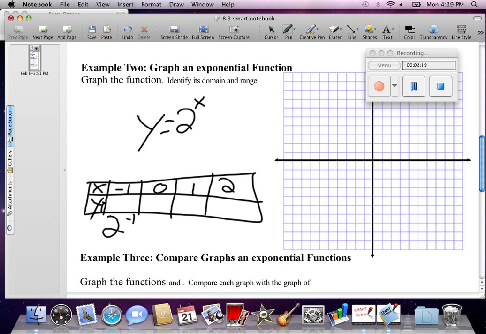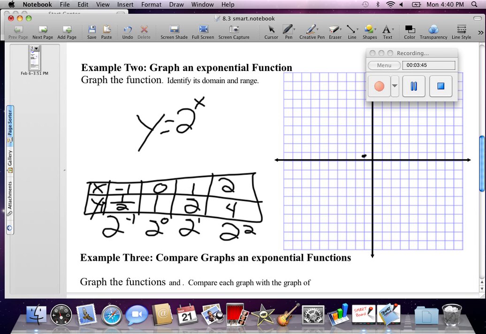So I get 2 to the -1. Now, you know we can't have negative exponents, so I'm going to flip it over. And that's going to give me 1 over 2. Now I'm going to take 2 to the 0 power. Anything to the 0 power is always 1. 2 to the first power is just 2, and 2 squared gives me 4. So now I'm going to graph my function right here. I've got -1, and I just go up a half.